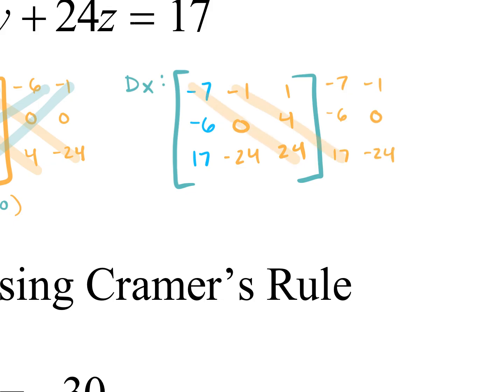So majors minus minors. Negative 7 times 0 times 24 is 0. Negative 1 times 4 times 17 would be negative 68. And then 1 times negative 6 times negative 24 would be negative 144. Oh, just kidding, positive 144. So negative 68 plus 144 would be 76. So that would be our major answer minus the minors.